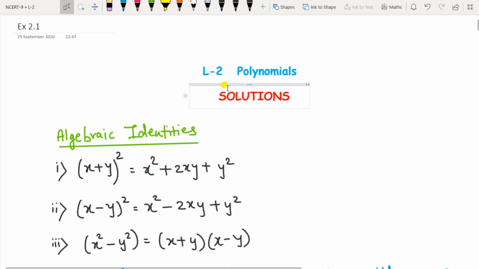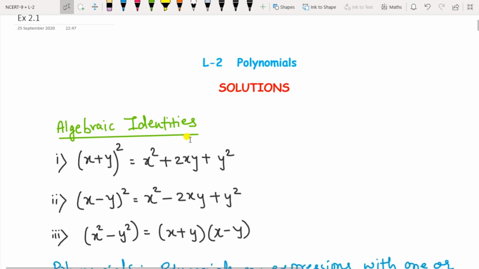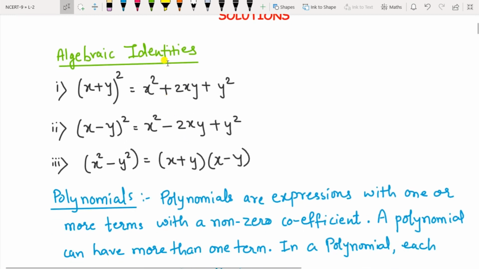In this video we are going to see the solutions of exercise 2.1 of lesson 2, Polynomials. Now in your earlier class you have studied some algebraic identities like (x plus y) the whole square, whose expansion is x square plus 2xy plus y square. (x minus y) the whole square, whose expansion is x square minus 2xy plus y square. And x square minus y square equals (x plus y) times (x minus y). Now we know these algebraic identities and their use in factorization. We have done it earlier.